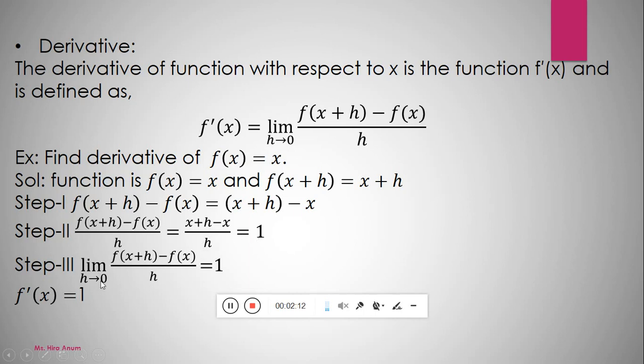Now taking limit h approaches 0 on both sides. As we know, in previous lecture we discussed when we have a constant function, then limit equals the constant value. H approaches 0, f of x plus h minus f of x over h equals 1. F prime of x equals 1. This is the definition of the derivative. So our definition is f prime of x equals limit h approaches 0 of f of x plus h minus f of x over h equals 1.